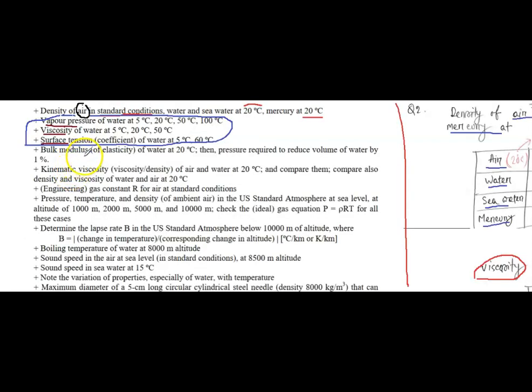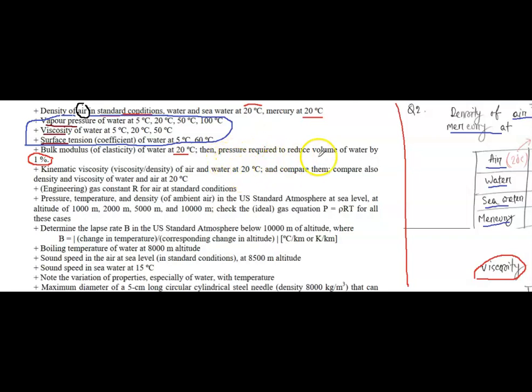Right, so the next question is, we need to calculate the bulk modulus of water at 20 degrees centigrade, and then the pressure required to reduce the volume of water by 1%. So just keep in mind this amount here. You should concentrate now: the bulk modulus of water at 20 degrees centigrade, and the pressure required to reduce the volume of water by 1%.